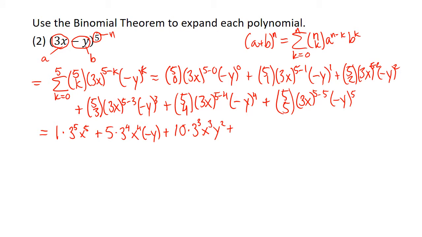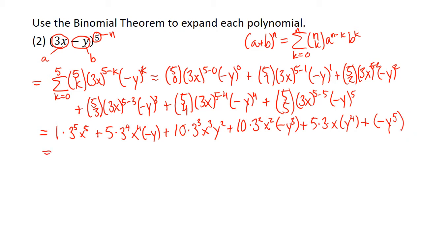Okay, then 5 choose 3 is 10 again, and then I have 3 squared, and then x squared, and then negative y cubed is the same as writing it like this, so it just has the negative once there. Okay, and then 5 choose 4 is 5 again, and then I have 3, and then I have x, just to the 1 power each, and then negative y to the 4th is the same as y to the 4th. And then finally 5 choose 5 is 1, and then 3x to the 0 is also 1, and then I have negative y to the 5th, which I can write with just one negative like that.